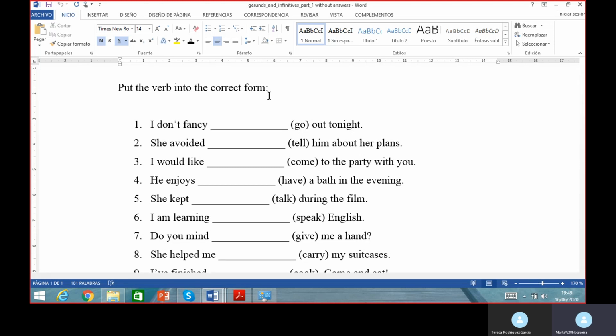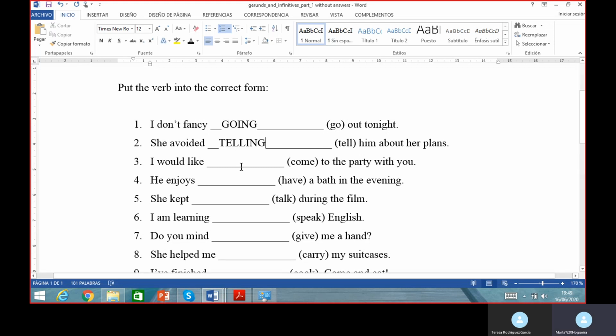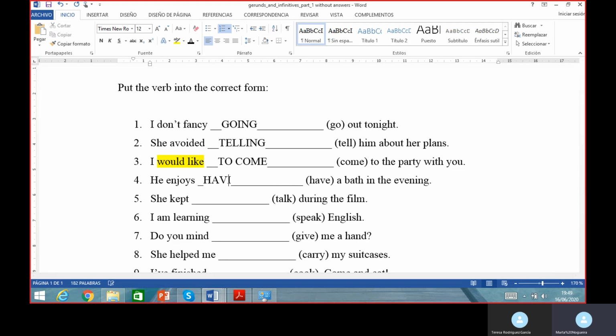The first, I don't fancy going out tonight. I don't fancy going out tonight means I don't like. No tengo ganas. I don't want. 2, she avoided telling him about her plans. 3, I would like to come to the party with you. 4, he enjoys having a bath in the evening.